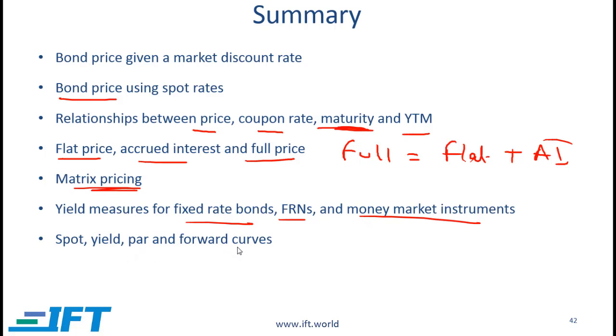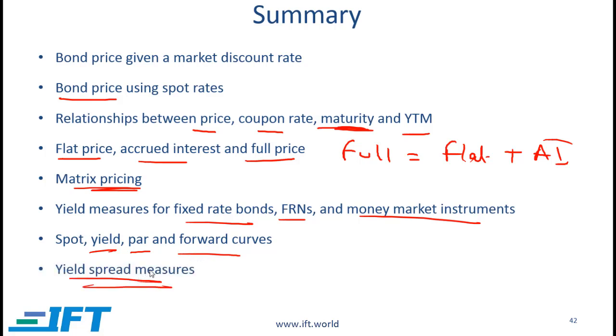Spot yield, par, and forward curves. With a spot rate curve, you plot spot rates against maturity. With a yield curve, you plot yield against maturity. With par, you plot yield against maturity, but you assume that the bonds are priced at par. And with forward rate curves, you plot forward rates against maturity.